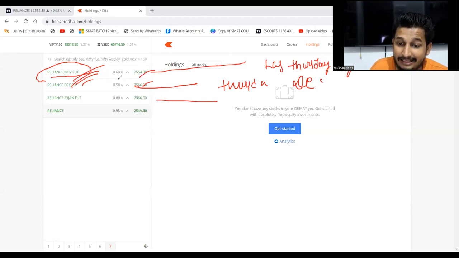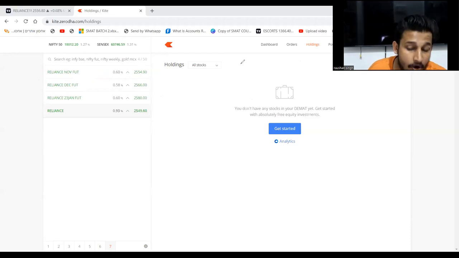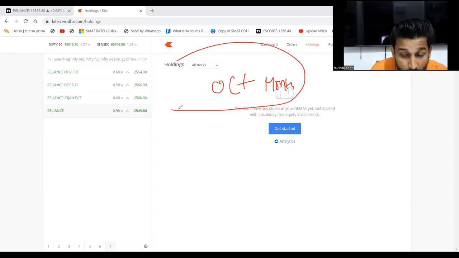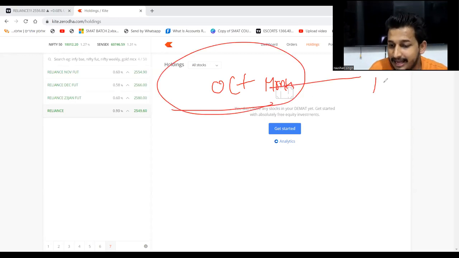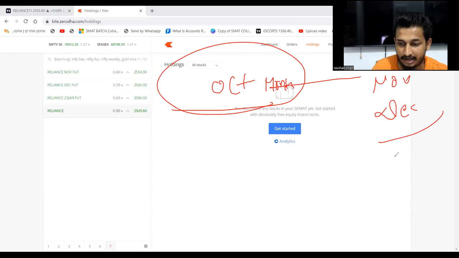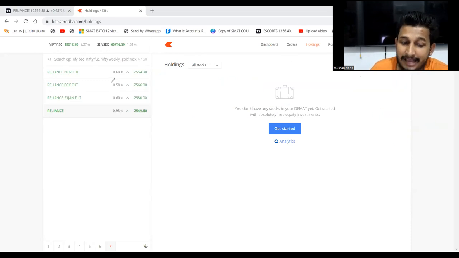That means there was an October month contract as well, because on the 27th of October we had a Thursday, and that was the last Thursday of the month. So the October month contract got over, and then November, December, and January. At any given point of time, we will have 3 future contracts.